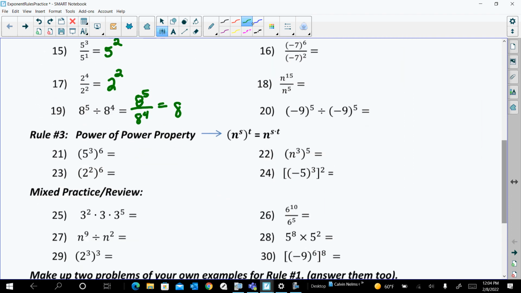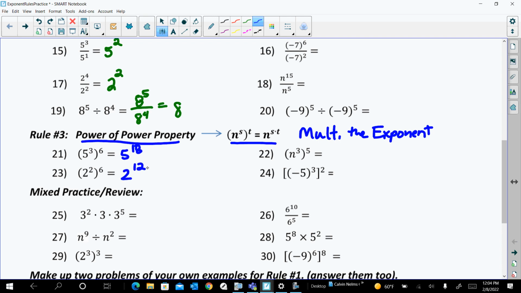Now, when we're dealing with the power rule, they give you an example. This is when you multiply the exponents. Now, to use the power rule, it has to be some type of grouping symbol with the exponent outside of it. So on 21, 5 to the third power raised to the power 6, that's going to be 5 to the 18th power. 6 times 3 is 18. This would be 2 to the 12th power.